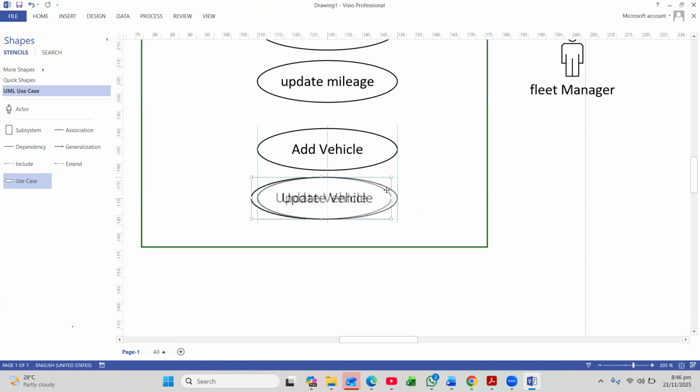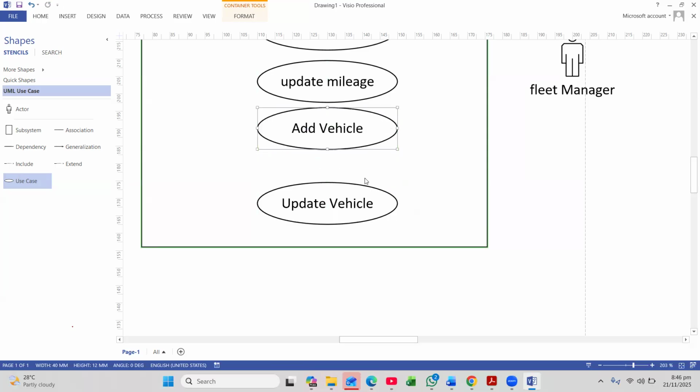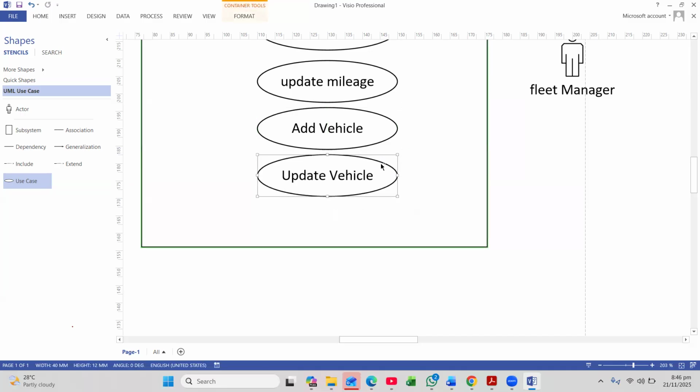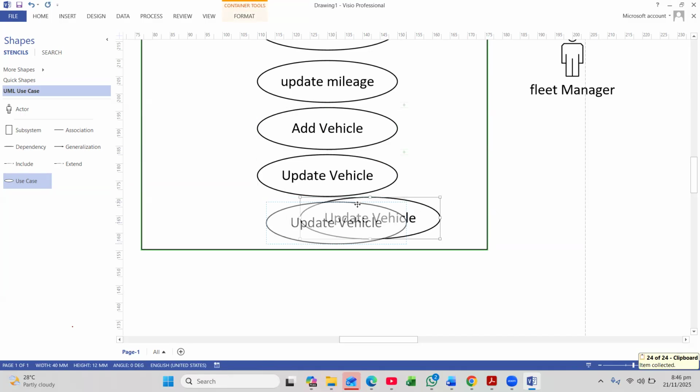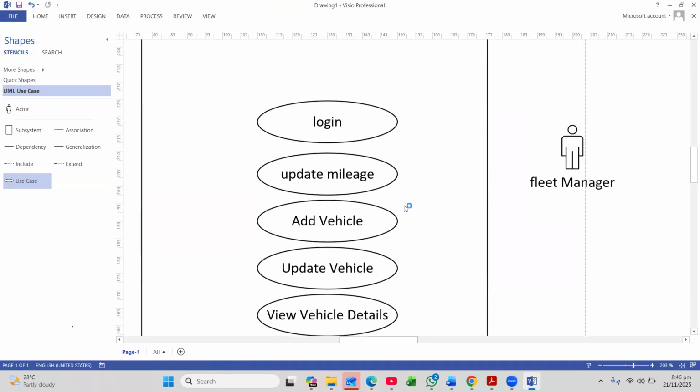Then I'll have another one. Let me bring these ones closer to themselves a bit. Wonderful. Then I'll have another one, which is going to be view vehicle details. Again, simple words that describe what we are doing.